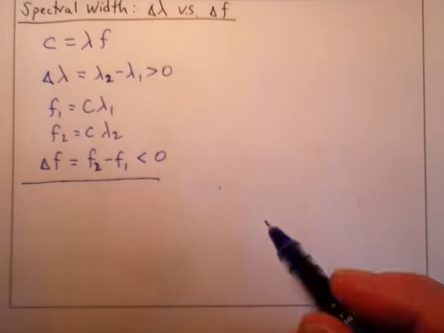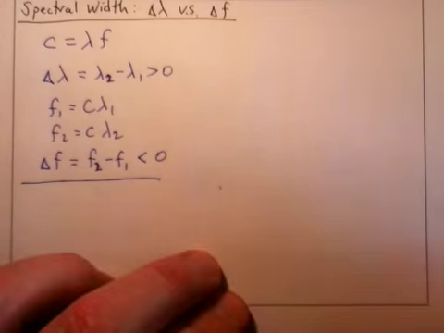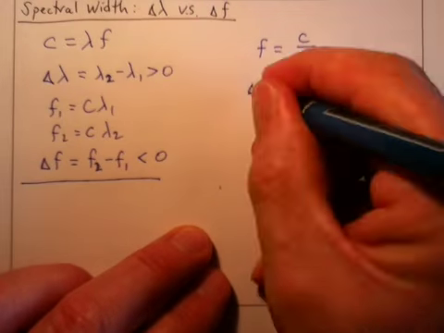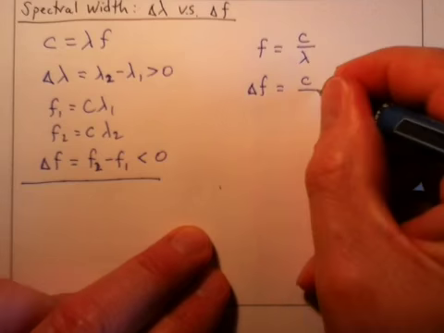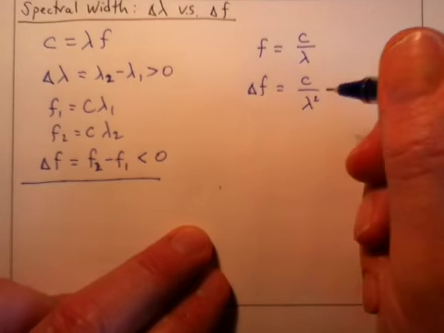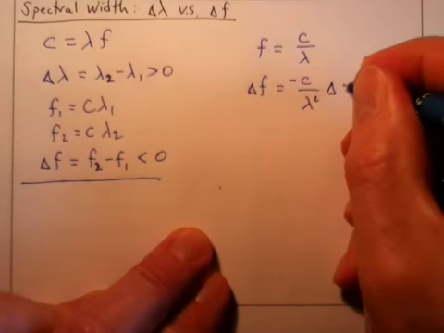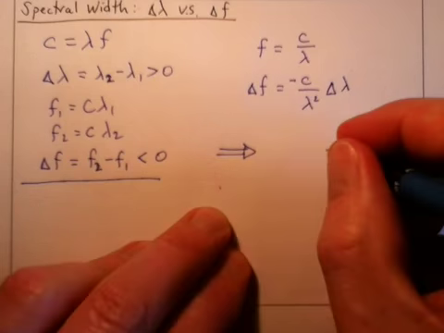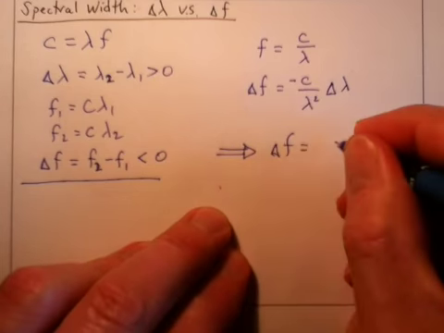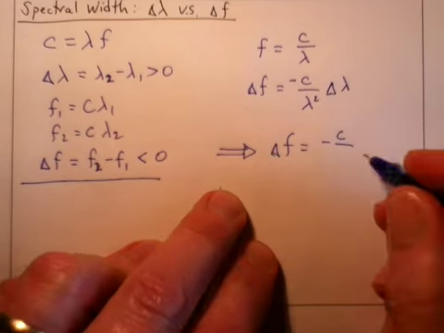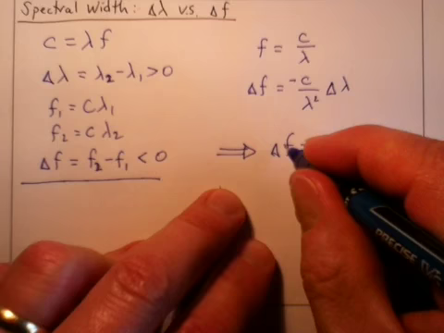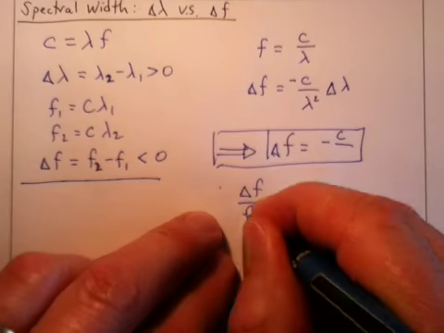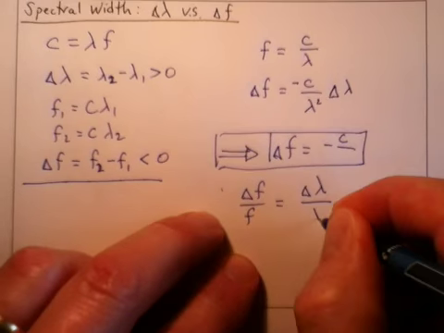But usually it's much easier to just write, for example, that f is equal to c over lambda. Therefore, doing an implicit differentiation, I get c over lambda squared, and I have a minus sign, delta lambda. In other words, delta f is minus c over lambda squared times delta lambda. What we'll write is that delta f over f is delta lambda over lambda. It pops right out there.